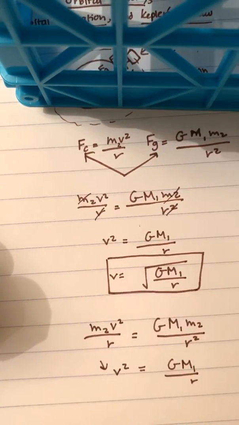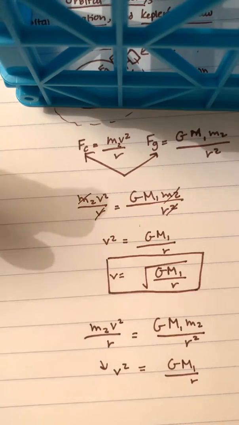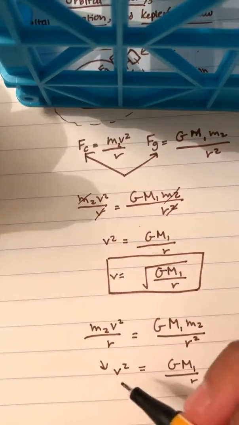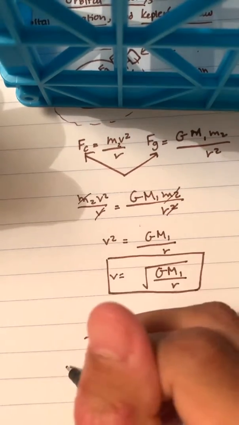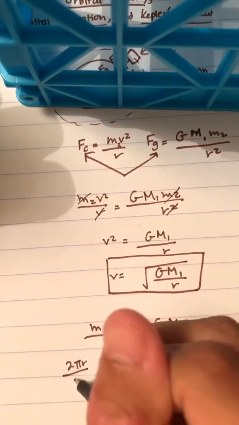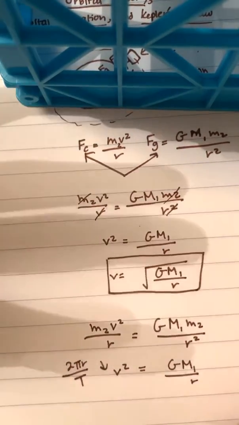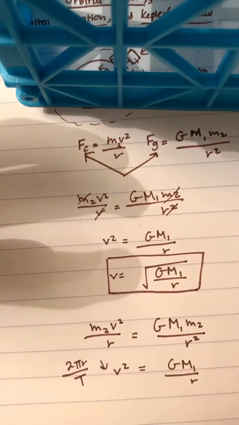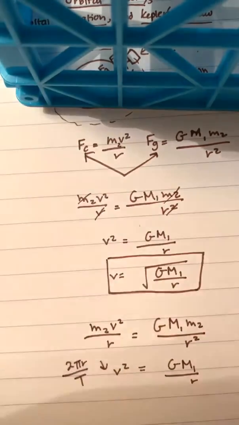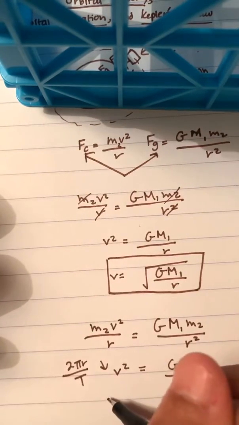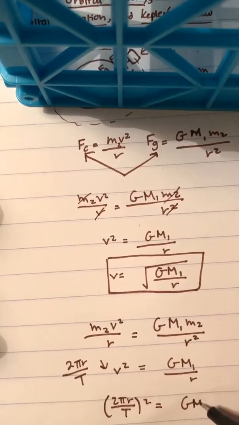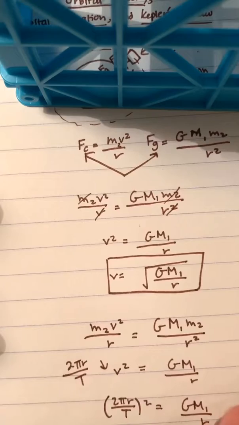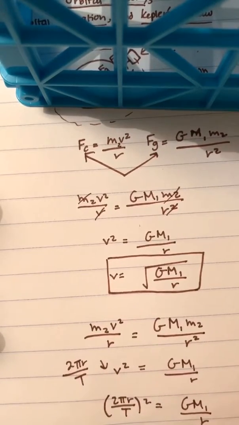Well, how do we get v in terms of pi and r? Well, v is basically the distance traveled over time. So it's actually 2 pi r, which is the circumference, over time, over the period, sorry. So the period is basically how long it takes to do one full rotation. And so we're going to square this. So we have 4 pi squared r squared over t squared equals g m1 over r.